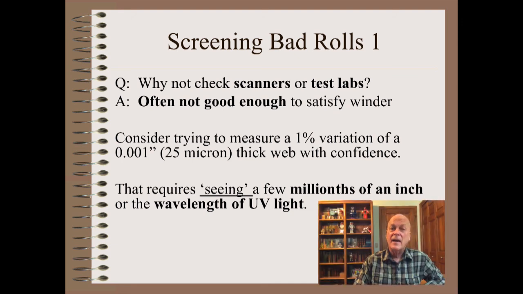So, if gauge variation must be minimized to minimize winding defects, the obvious next step would be for QA to measure and screen rolls based on thickness variation. However, direct measurement challenges are daunting. Consider trying to resolve the variation of 1% on a web that is 1 mil or 25 microns thick. The result is you would need to be able to resolve thickness to within a few millionths of an inch.